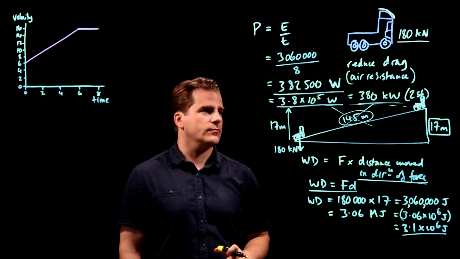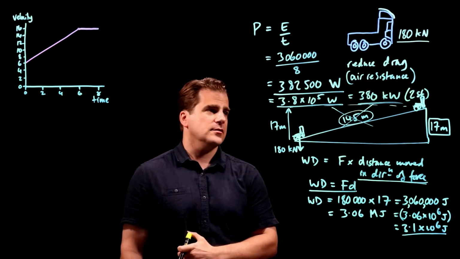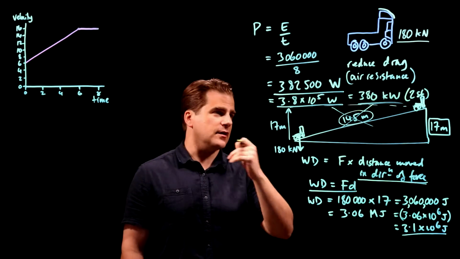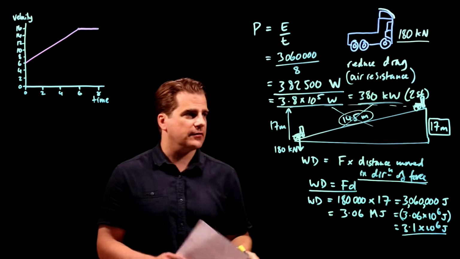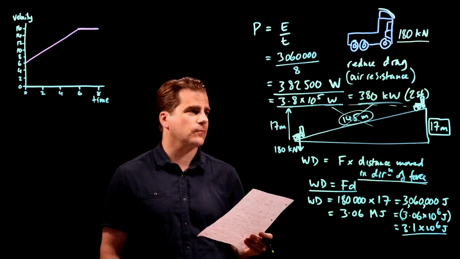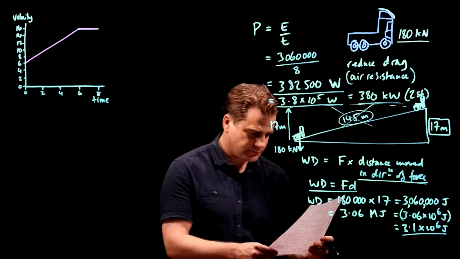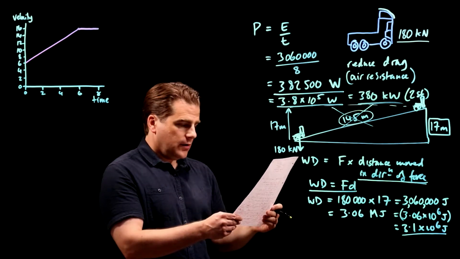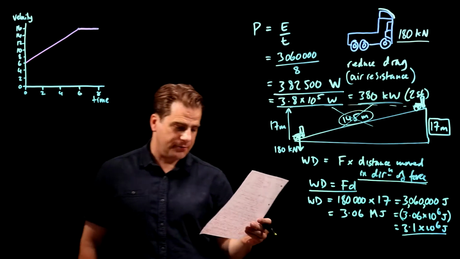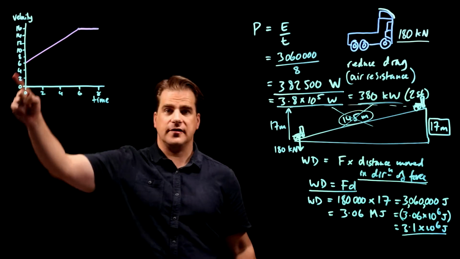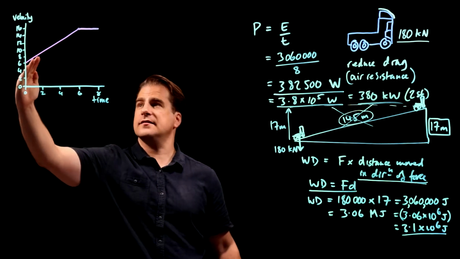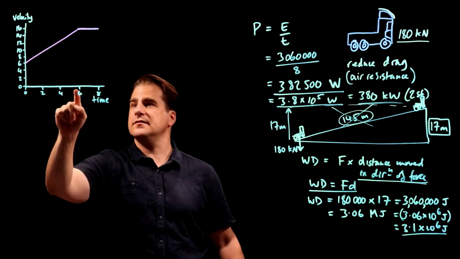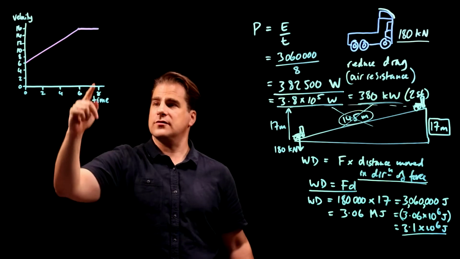Right. Anything else you can do with that? Probably, but I think that's enough. Yeah, it's fine. Let's move on. Okay, we're looking at this now. So we've got a velocity time graph of this lorry. It accelerates for 6 seconds and then it moves at constant velocity for 2 seconds.